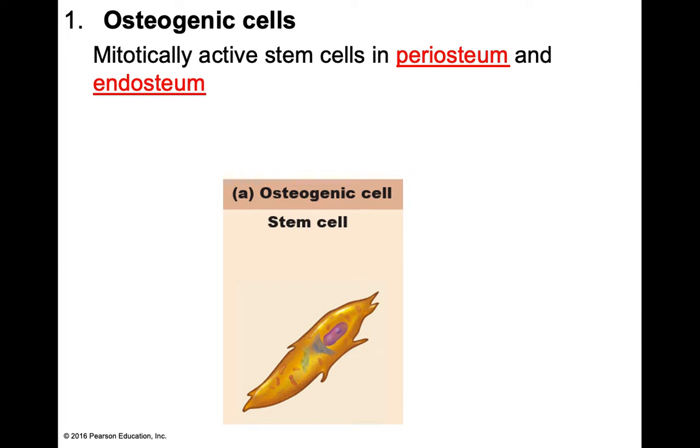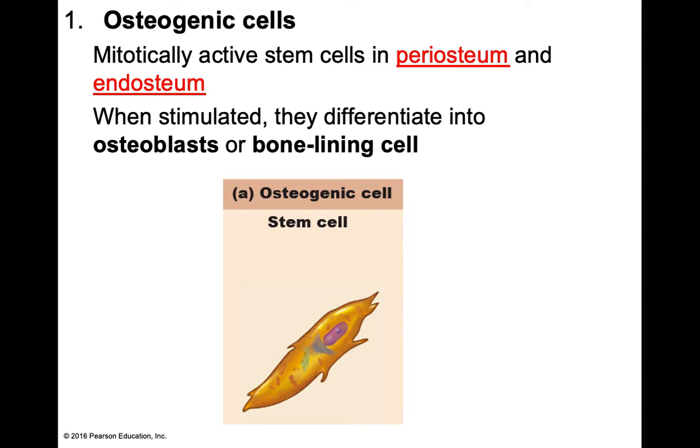Osteogenic cell: a mitotically active stem cell in the periosteum and endosteum. When stimulated, they differentiate into osteoblasts or bone lining cells. So this is my stem cell. This is where I start off. Depending on what hormone or peptide is attached to the outside, I become something else. So that's my osteogenic cell, or my stem cell of skeletal tissue.